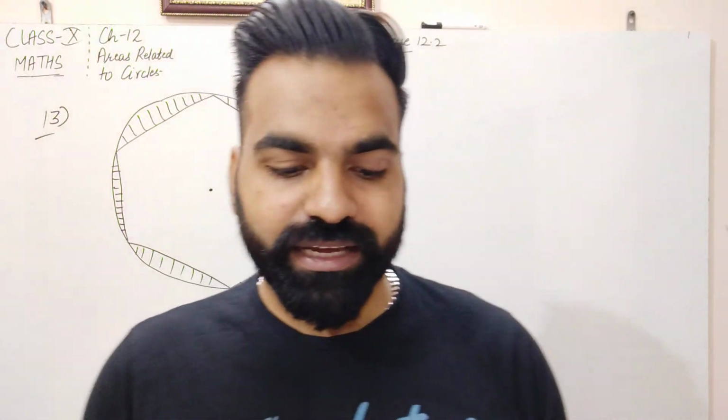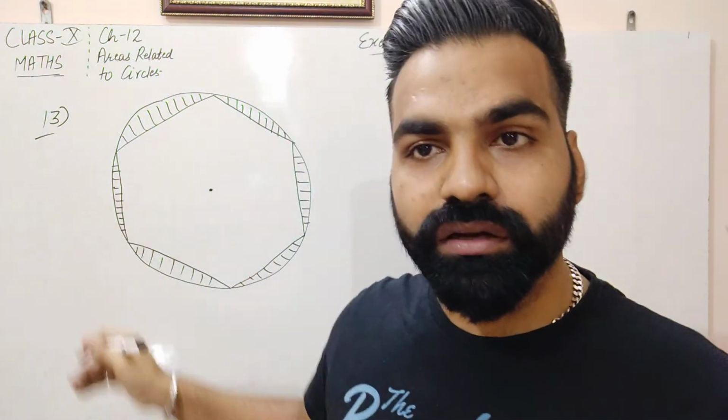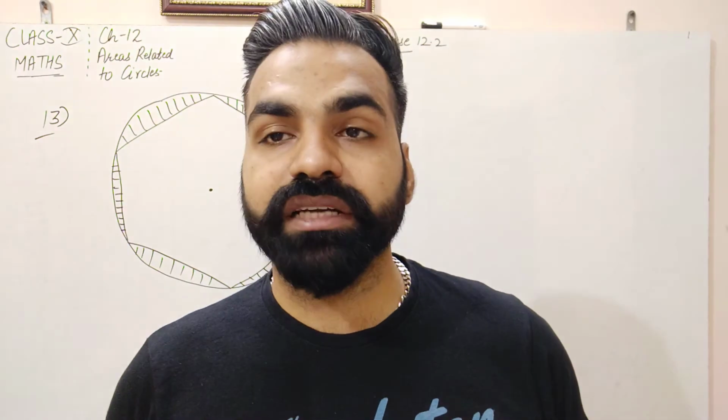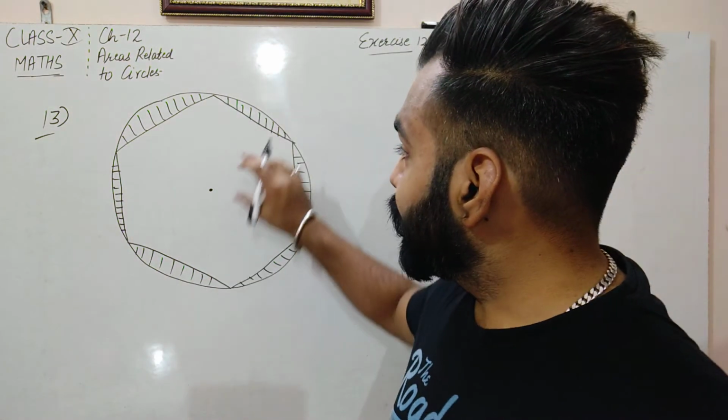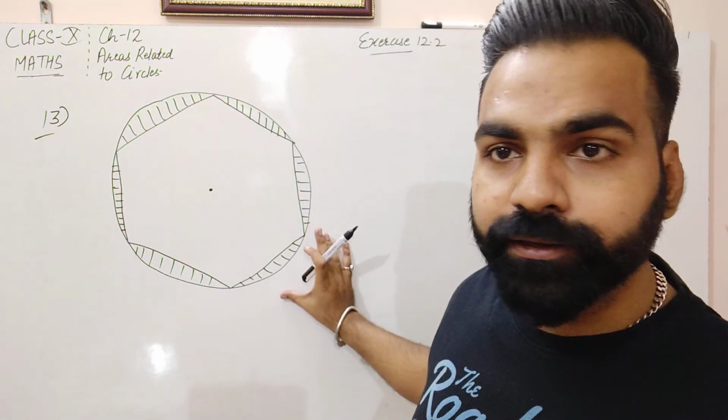Question number 13. A round table cover has 6 equal designs as shown in the figure. This is the figure for the round table design cover. If the radius of the cover is 28 centimeter, find the cost of making the designs at the rate of 0.35 per centimeter square. The designs are here, in which the part is shaded.